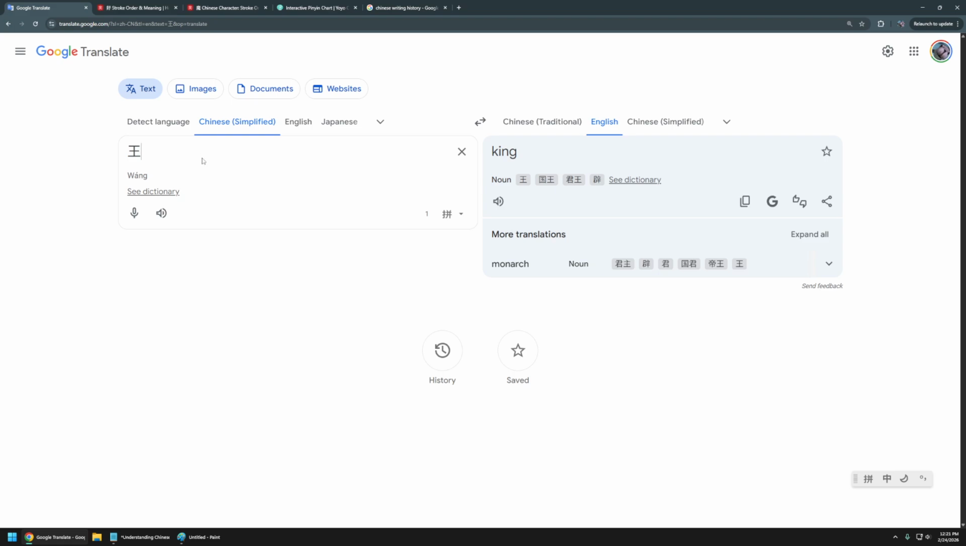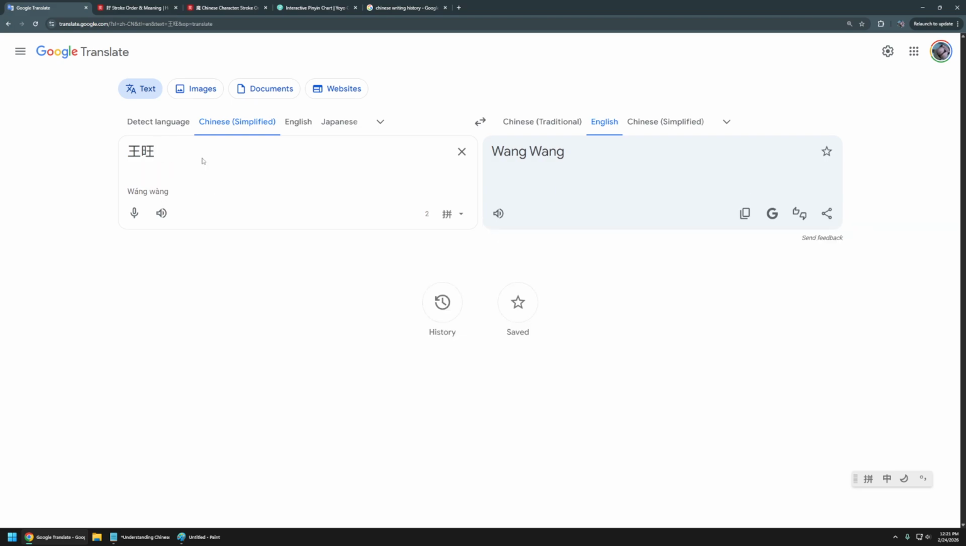And then let me write another one as an example. Let's try this one. You can see this is also pronounced Wang, but the tone here is different. That's the 4th tone.